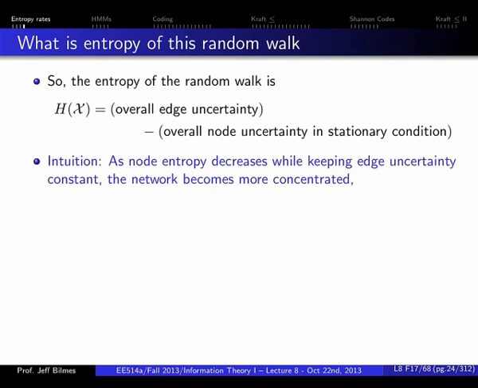So why does this make sense? Think about this for one second. The edge uncertainty is staying the same. Sort of the overall spread and variation of all of the edges is going to stay the same. But now what's happening is that I'm becoming more concentrated on some of the nodes, like my certainty about being in this node versus this node versus this node. This is saying that the overall entropy of the stochastic process is increasing. Now why could that make sense?